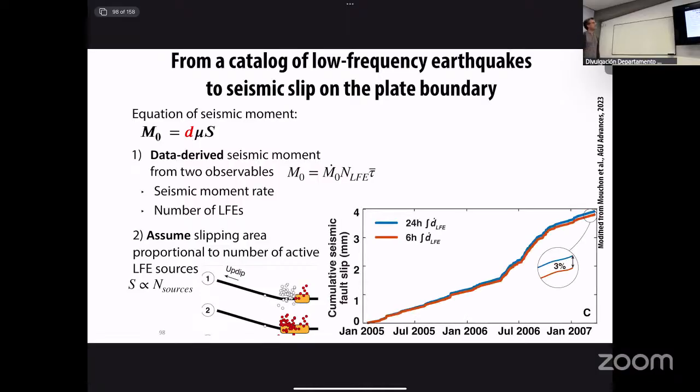And so by putting all these ingredients together, we can estimate the cumulative fault slip for this catalog over 2.5 years at either 24 hours in blue or 6 hours in orange. And we can see that they match pretty well. We have a slight difference of 3%, but for our intents and purposes, that's good enough.